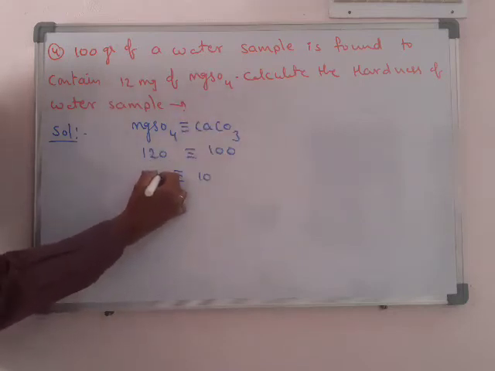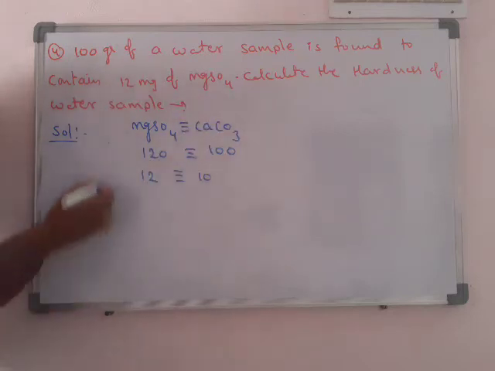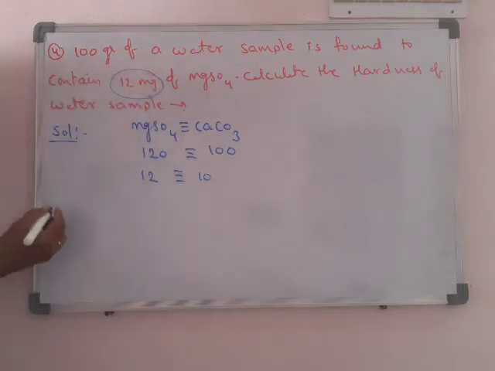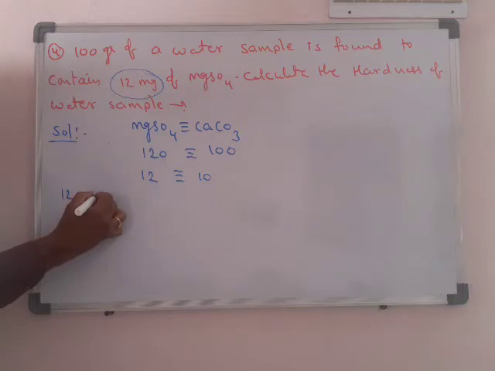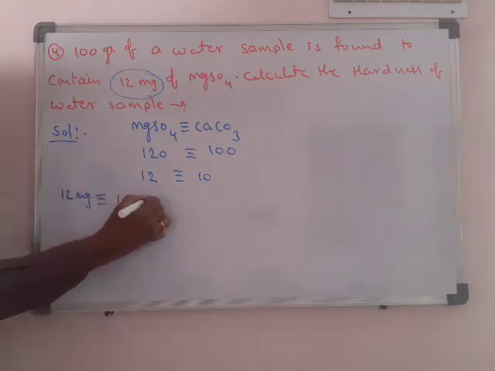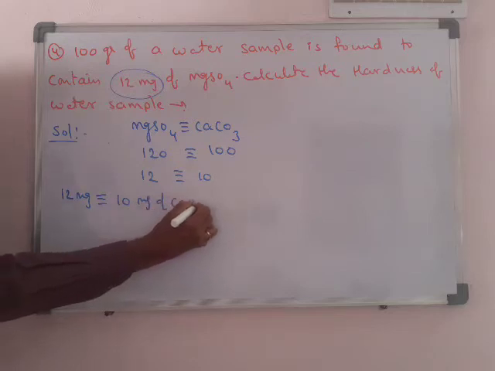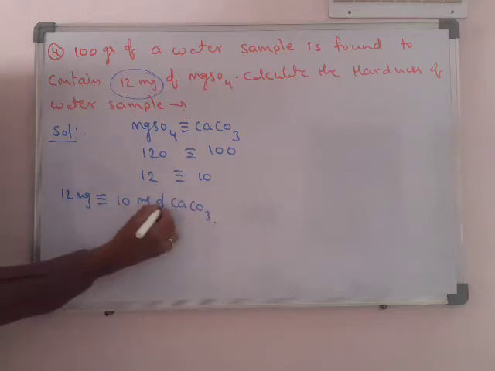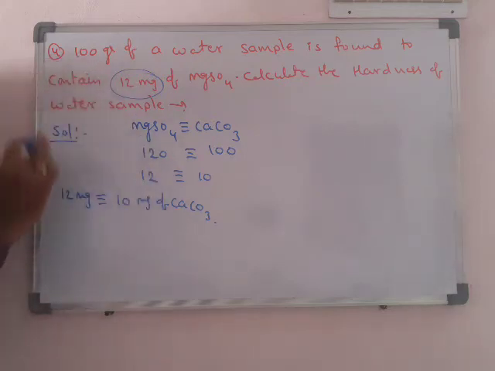మీరు గ్రామ్స్ లో కన్వర్ట్ చేయండి. It is given 12 milligrams. So therefore, 12 milligrams of MgSO4 is equal to 10 milligrams of CaCO3. So this 10 milligrams of CaCO3 is present in 100 grams of water.